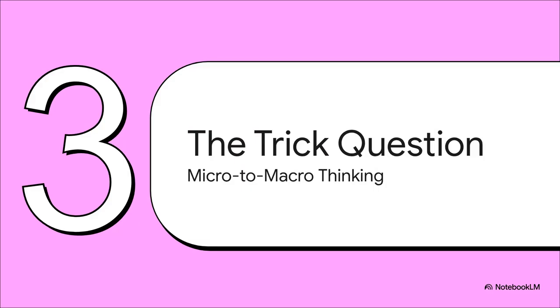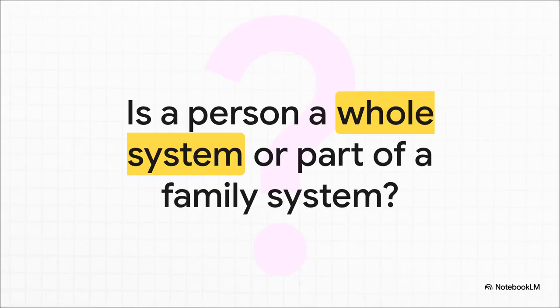Section 3. The trick question. To truly test your new master detective skills, let's take this micro to macro thinking and apply it directly to ourselves. Here's a quick interactive moment for us to really apply what we're learning. Is a person a whole system or a part of a family system? Take a second and ask yourself where exactly human beings fit into these boundaries.